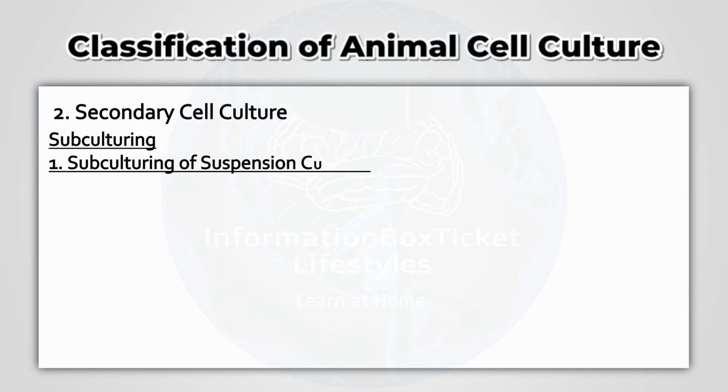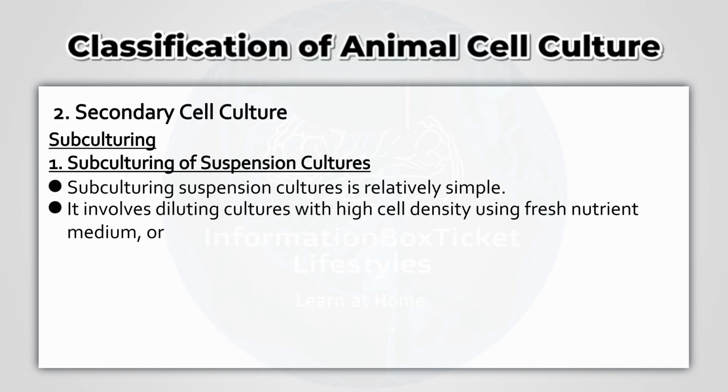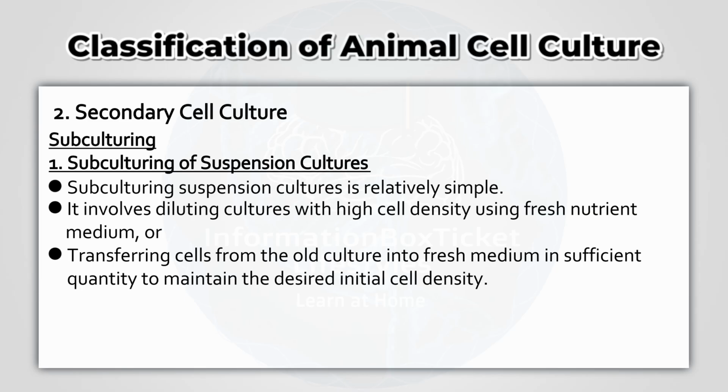Subculturing. 1. Subculturing of suspension cultures. Subculturing suspension cultures is relatively simple. It involves diluting cultures with high cell density using fresh nutrient medium, or transferring cells from the old culture into fresh medium in sufficient quantity to maintain the desired initial cell density.